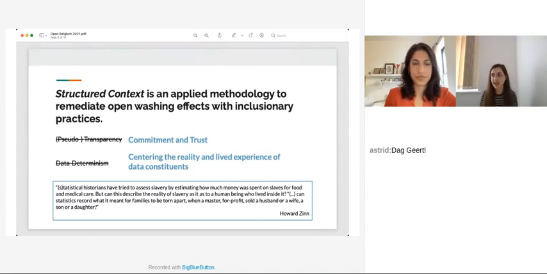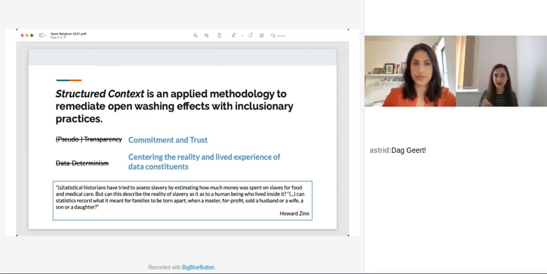Structured context itself is a technical metadata schema designed to address these two main critiques. To address the pseudo-transparency, structured context focuses on commitment and trust. And to counteract data determinism, we put lived experiences of data constituents at the center throughout the data lifecycle, capturing what has fallen through the cracks of data categorization.